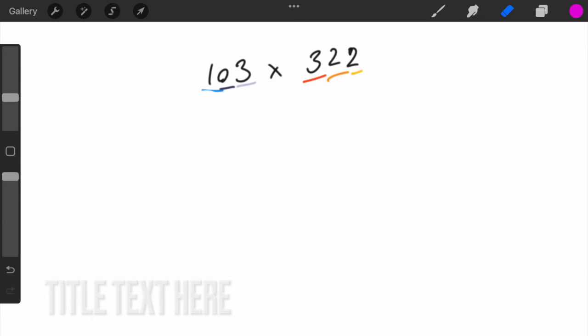Okay, so here's the first example. Please pause the video and attempt to solve this problem on your own. When you're done, please press play and the solution will be shown.